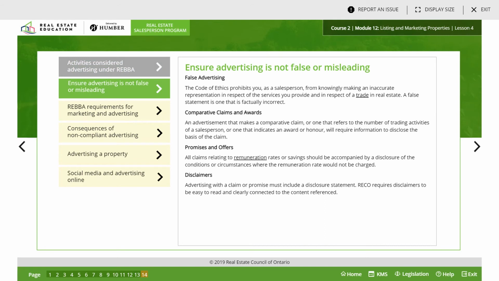Ensure advertising is not false or misleading. False advertising. The Code of Ethics prohibits you, just know, it prohibits you from knowingly making an inaccurate representation in respect of the services you provide and in respect of a trade in real estate. A false statement is one that is factually incorrect.